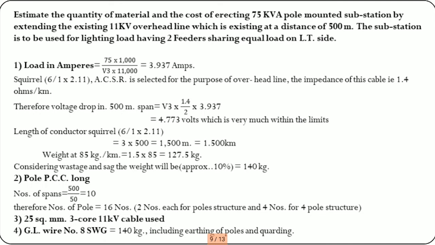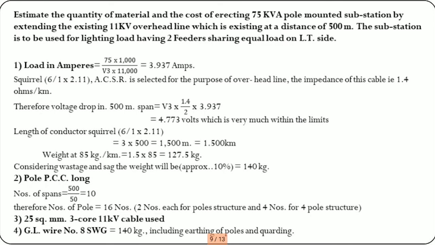So first calculate the current. Here a pole mounted substation is there, that means a 75 kVA pole mounted substation transformer is used. So first calculate the load current. Load current is equal to 75 into 1000 divided by root 3 into 11 kV. 11 kV is converted into volts and 75 kVA is also converted into VA, that's why we have multiplied by 1000.